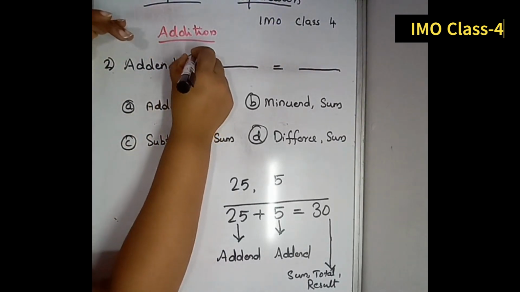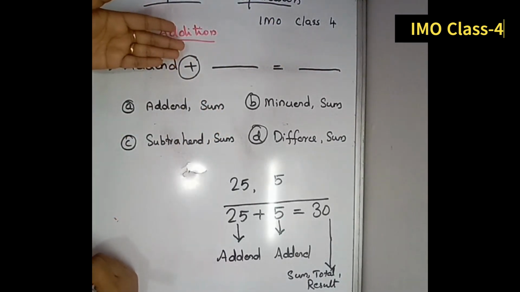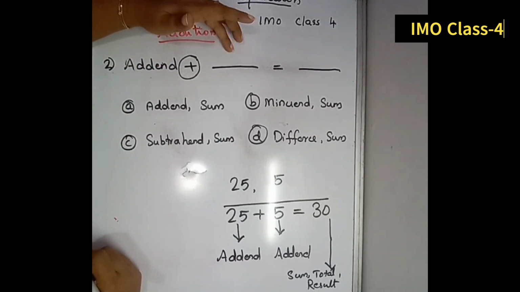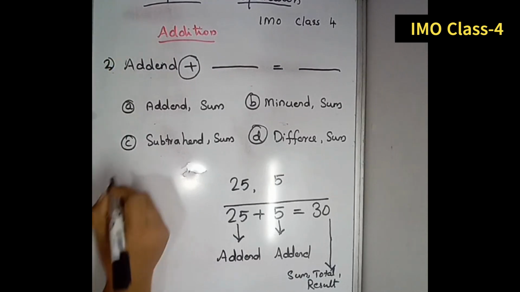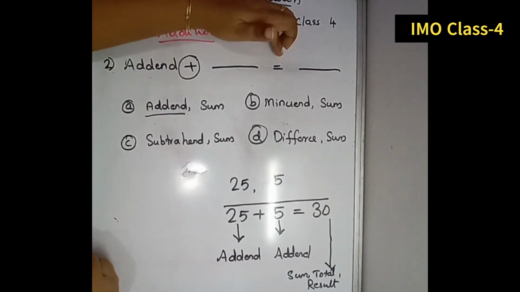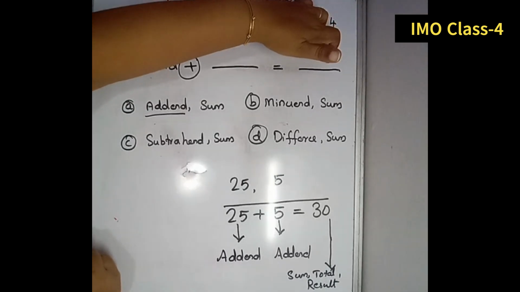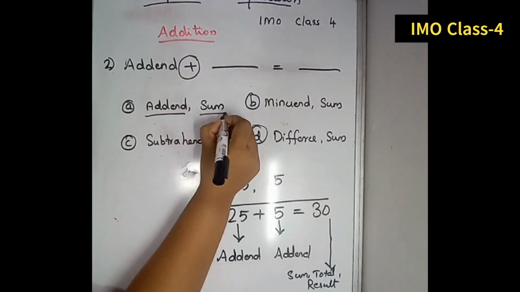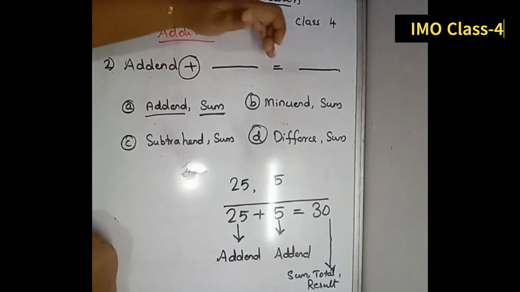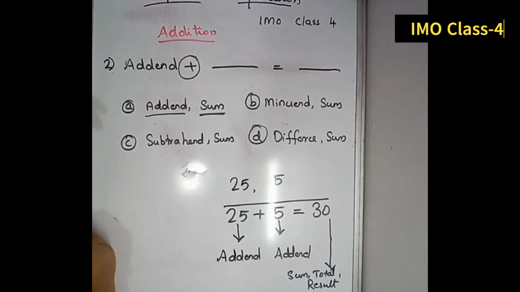So in this question, addend plus dash is equal to dash. By this symbol we came to know that this is an addition equation. So addend plus dash, addend plus another addend. Here we have the option addend, right? Addend plus addend is equal to the result, known as sum. Here sum is given, right? So the option is option A, addend plus addend is equal to sum. This is the answer of question number 2.